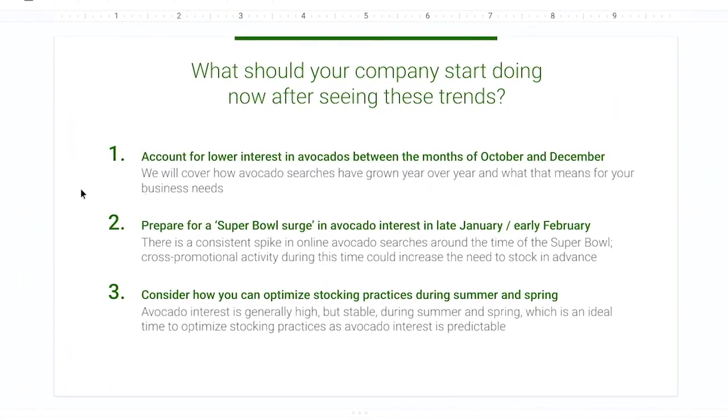First, they can account for lower interest in avocados between the months of October and December. They can also prepare for the Super Bowl surge in avocado interest in late January, early February. And they'll be able to consider how to optimize stocking practices during summer and spring. There's a little more detail under each of these points, but this is a basic breakdown of the impact. And that's how we use the McCandless method to introduce data visualizations during our presentations.